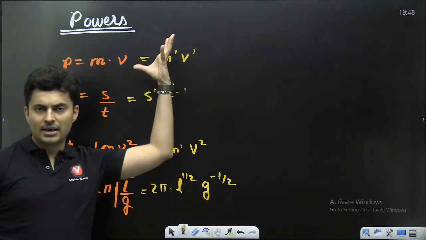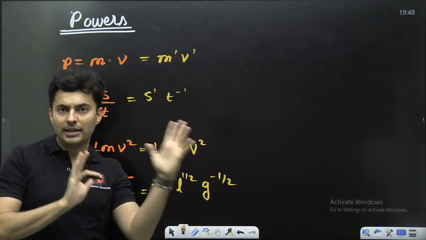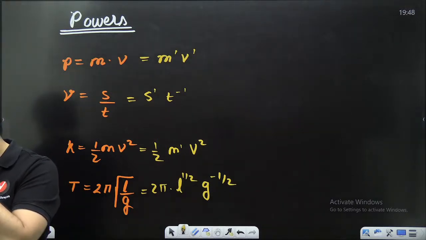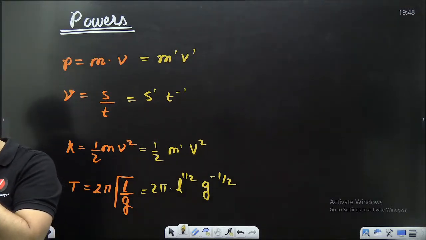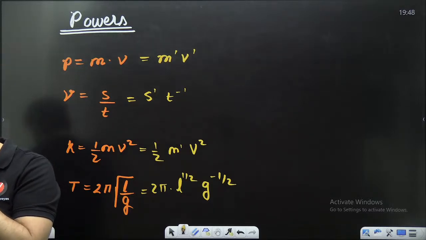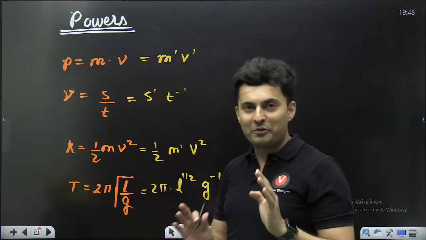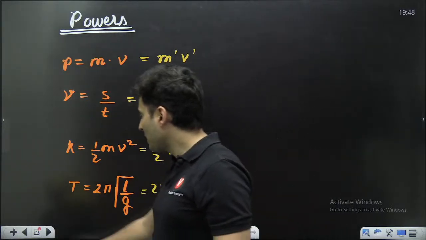Are you able to understand how to convert any formula into power form? Give me a thumbs up, my dear students. Everybody clear till this point? Very nice. Now the formula goes like this.